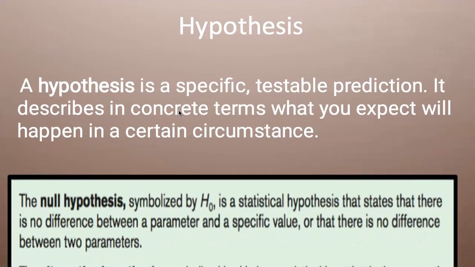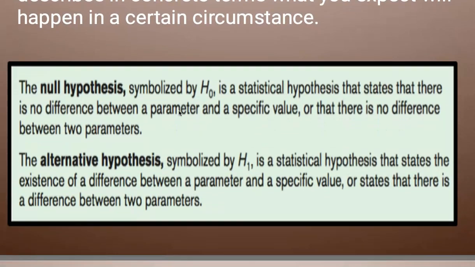Hypothesis is a specific testable prediction. It describes in concrete terms what we expect and what will happen in certain circumstances. The null hypothesis, symbolized by H naught, is a statistical hypothesis that states that there is no difference between a parameter and a specific value, or there is no difference between two parameters. The alternative hypothesis, symbolized by H1, is a statistical hypothesis that states the existence of a difference between a parameter and a specific value, or states that there is a difference between two parameters.